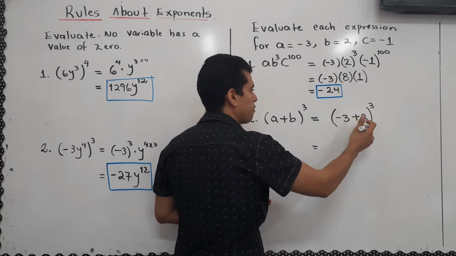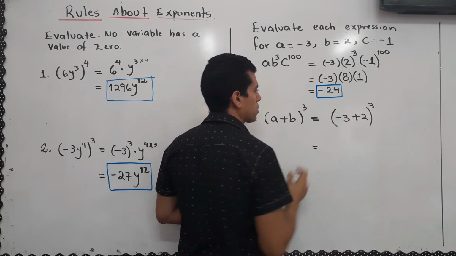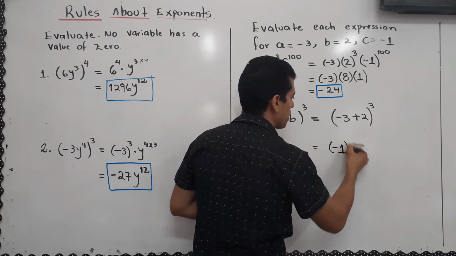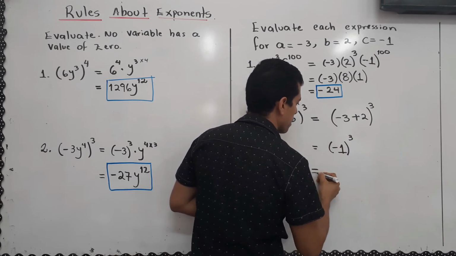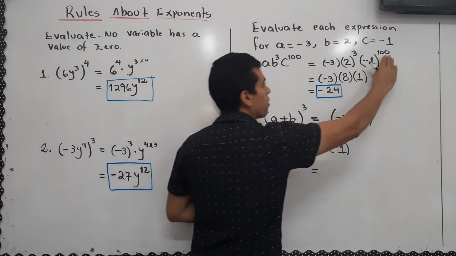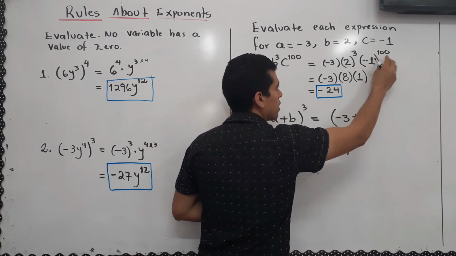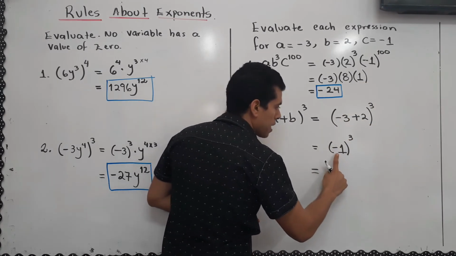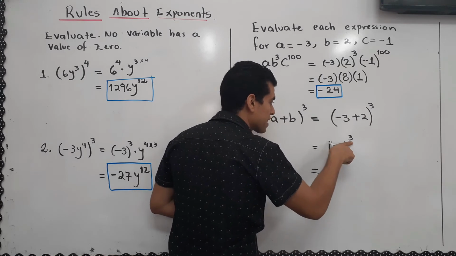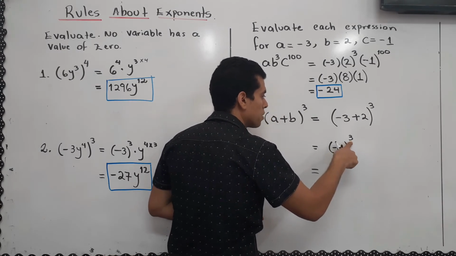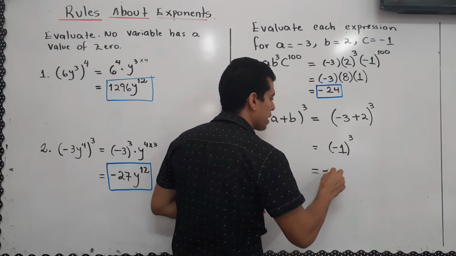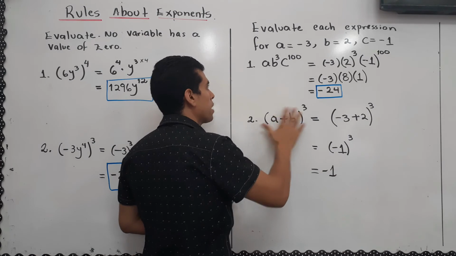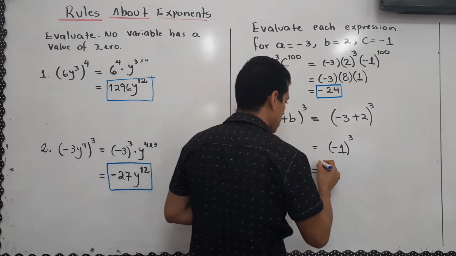First, you have to solve the parentheses, inside the parentheses, then the exponent. So negative 3 plus 2 is going to be minus 1, elevated to the 3. So, as I explained here with this part, negative 1 to the 100, this is even, is positive. But here is negative, and here this is not even, it's an odd number. So this answer is going to remain negative. So the answer of this exercise, evaluating it with these values, is minus 1.